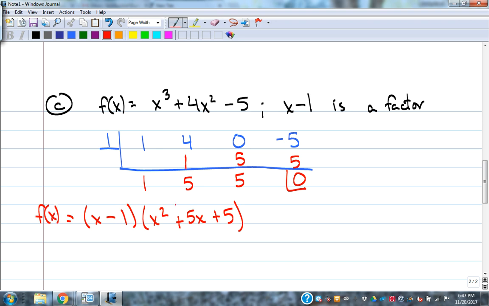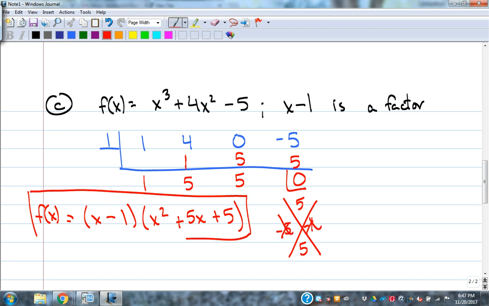Let's try to factor that quadratic, the x squared plus 5x plus 5. I need something that multiplies to be 5 and adds to be 5. The only things that multiply to be 5 are 5 and 1. 5 plus 1 is 6, not 5. Well, what about -5 and -1? That's -6. That doesn't factor any further. That is the factored form.